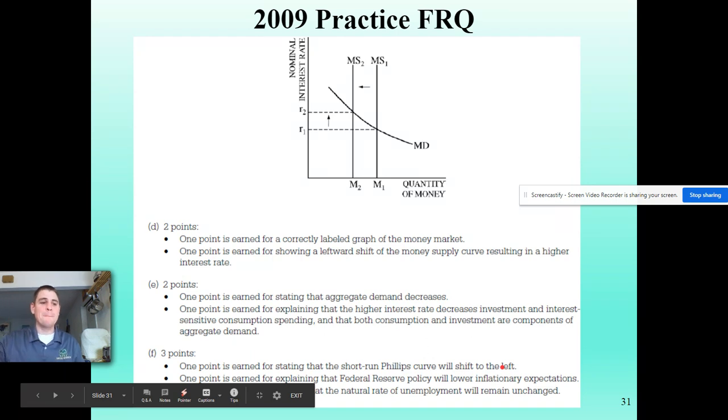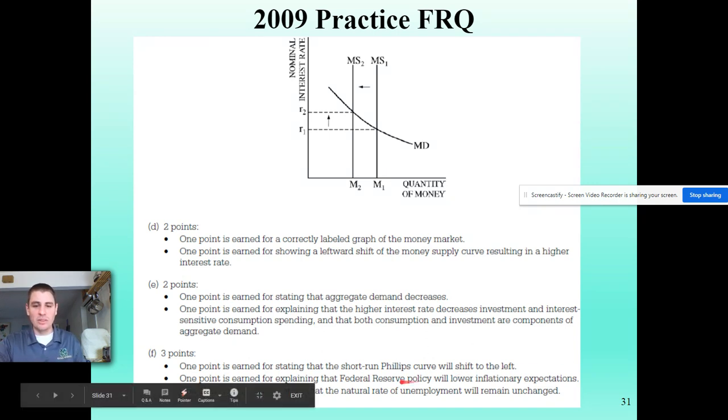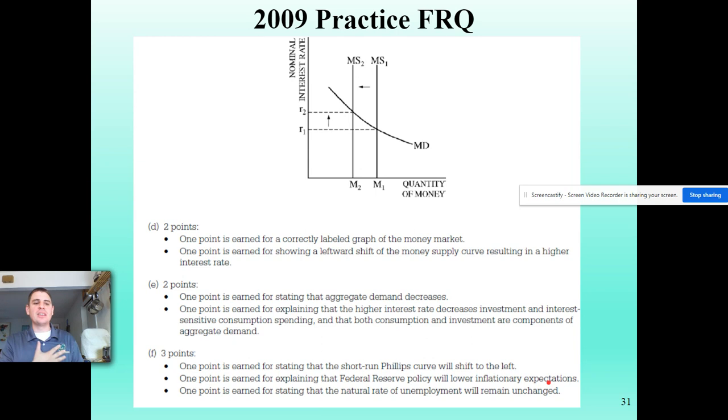Well, in order to get back to full employment relating to the AD and AS, remember aggregate supply shifted to the right. If aggregate supply shifts to the right, the short run Phillips curve will shift to the left. 1 point is earned for explaining that the Federal Reserve policy will lower inflationary expectations. I would say something about wages in my example, right? Why in the long run does aggregate supply shift to the right? Well, it's because wages decrease, the price level matches wages decreasing, which helps businesses and production, so aggregate supply shifts to the right.